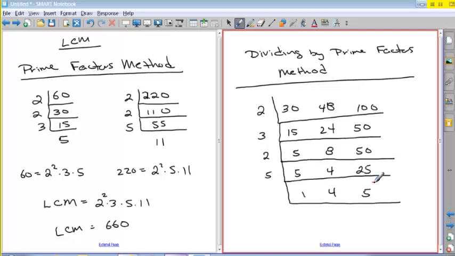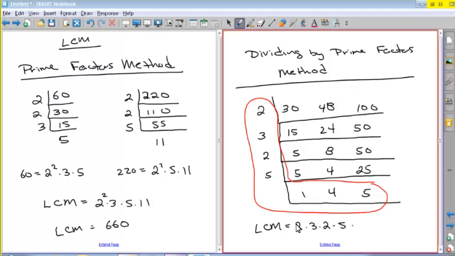So for the least common multiple, you take all that's in the column here and everything that's left on the bottom row. So you multiply that, so the least common multiple is 2 times 3 times 2 times 5 times 1 times 4 times 5. I'll just put them in my calculator, and I get 1,200.